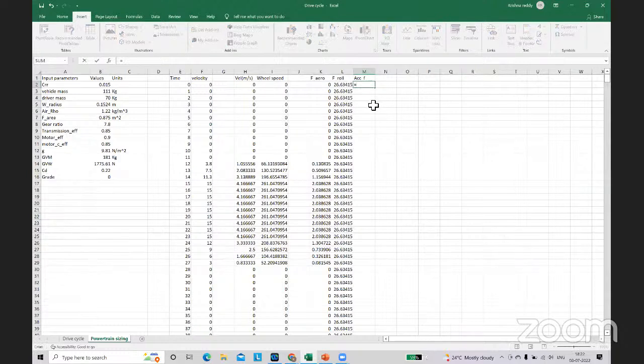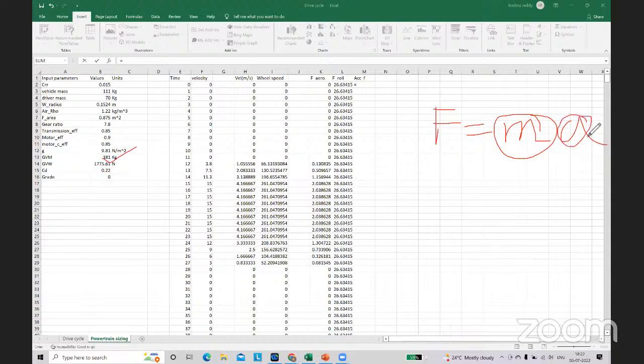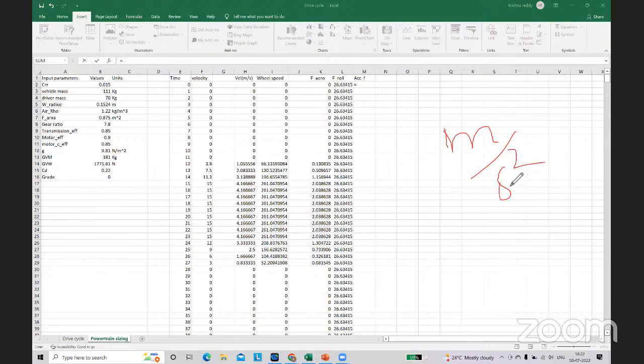So we just know that F is equal to mass into acceleration. Mass we are going to get from GVW, and acceleration we have to derive from the velocity. We know acceleration is nothing but, in meter per second square, the rate of change of velocity. That is how we are going to define it.